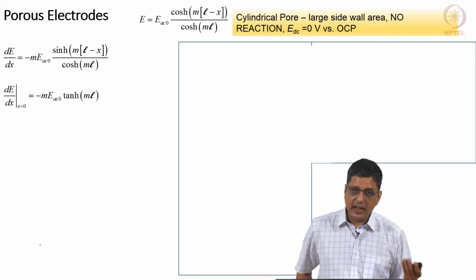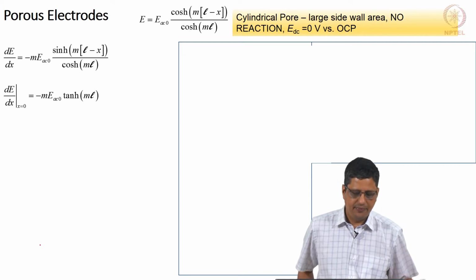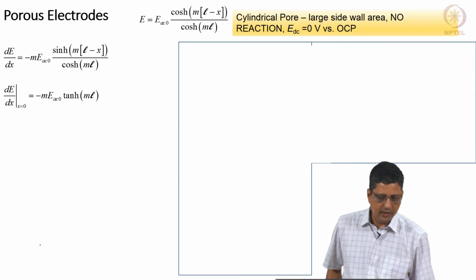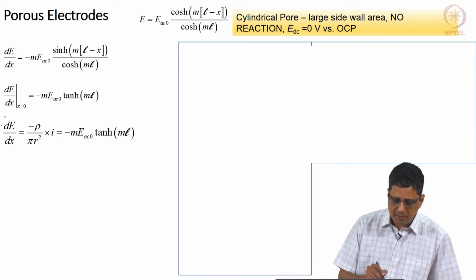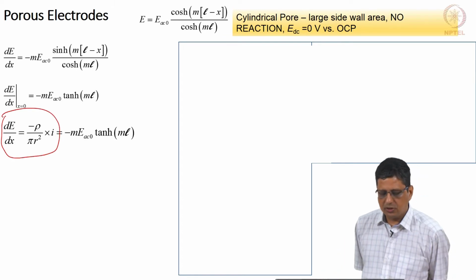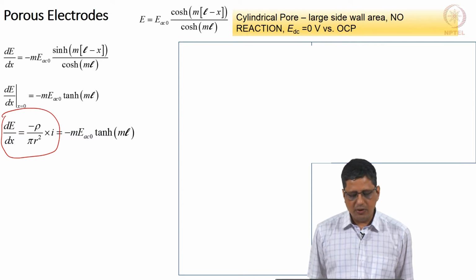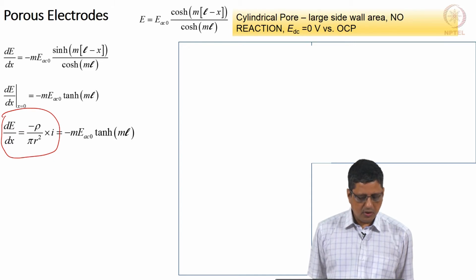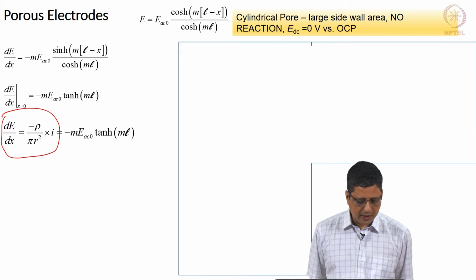Now, we want to find the current at x equal to 0, because that current is going to be distributed inside, right. So, in order to find the current, we take the derivative with respect to x and use the relationship that dE by dx is going to be minus rho pi r square I, dE by dx at x equal to 0. If you take the derivative, you are going to get m outside, and then cos h is going to give you minus sin h. At x equal to 0, you are going to get tan h ml, and therefore, you can relate the current and potential, we want to find the value of EAC 0 by I.